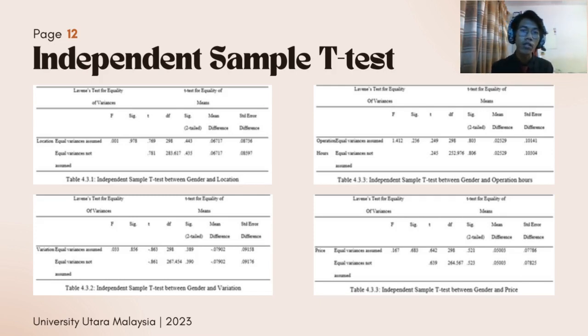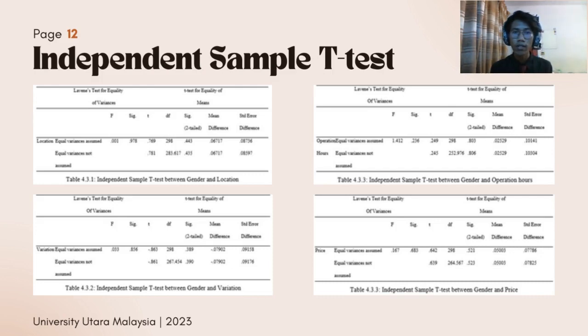The second variable is variation of menus. The null hypothesis is there is no significant difference of variation among gender. The alternative hypothesis is there is a significant difference in variation among gender. The result of the p-value is 0.856, which is more than 0.05. Therefore, the null hypothesis is not rejected.